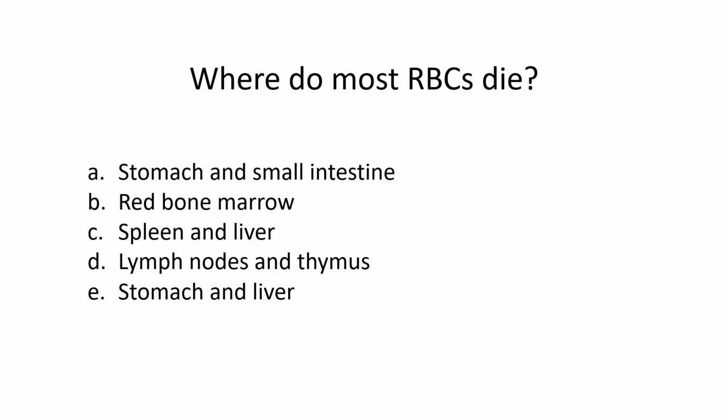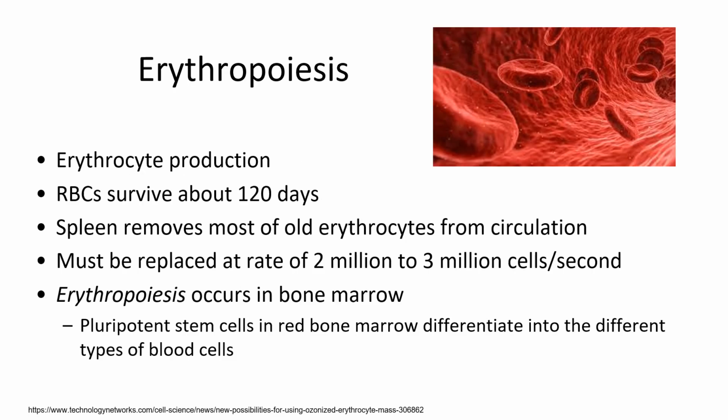So where do most red blood cells die? The answer is C, the spleen and the liver.